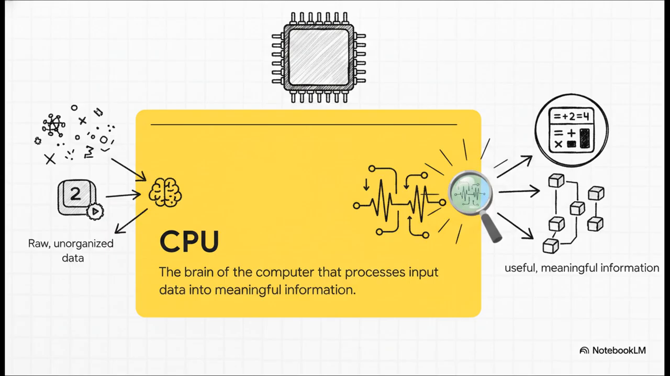Raw, unorganized data comes in, and the CPU actively transforms it into useful, meaningful information. It's the difference between you just pressing the number 2 on your keyboard and the computer actually understanding that you want to calculate a math problem.